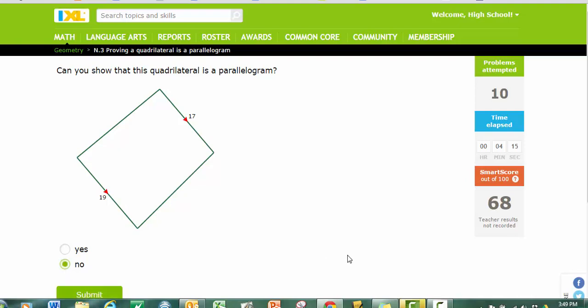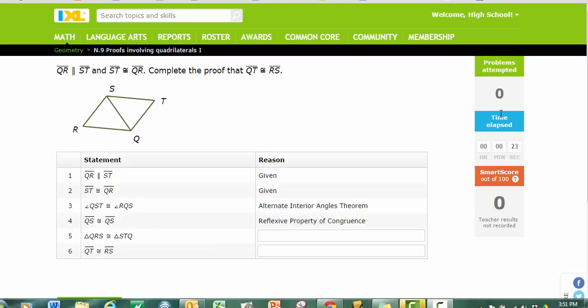This is IXL N.9, proofs involving quadrilaterals, section 1. These are just like proofs you've done before when you create them into 2 columns. Anytime they give you something in words up here, or even if they just mark it in the picture, those are going to be your givens. You're always going to start out with your givens.